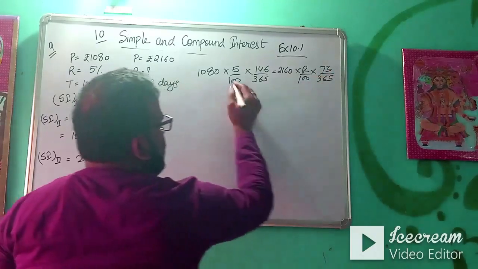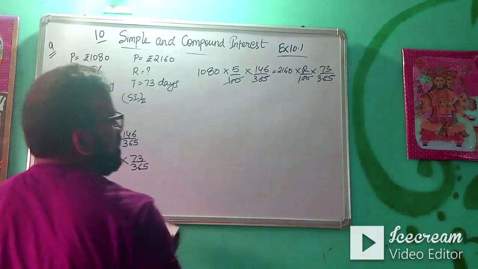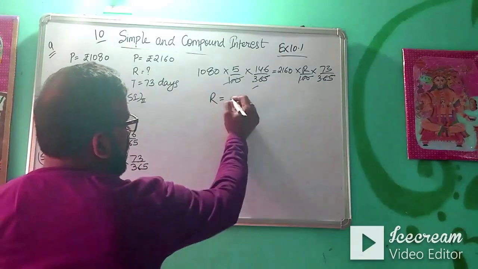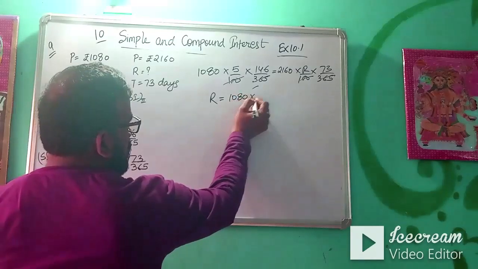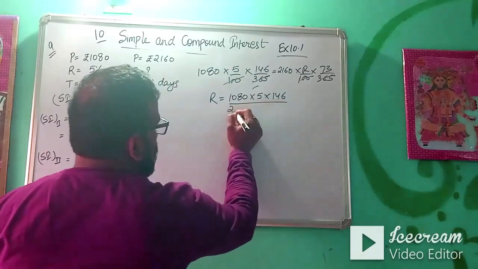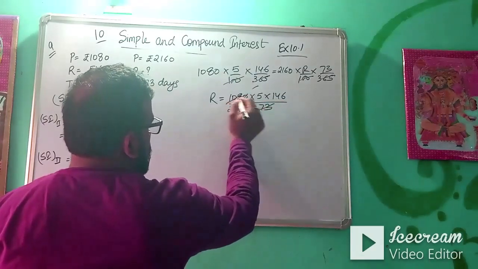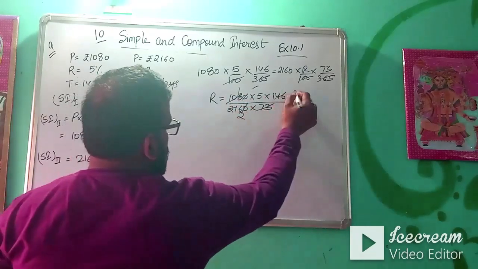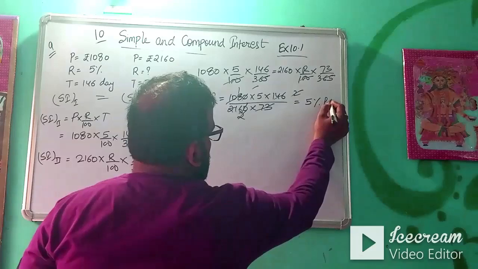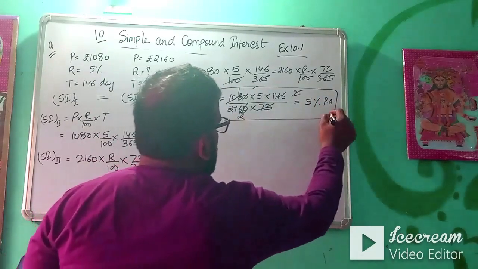So after some simplification, the 100 and 365 cancel out. So the rate we will get is 1080 into 5 into 146 upon 2160 into 73. It is twice, it is also twice, so the answer will be 5% per annum. So this will be the rate.